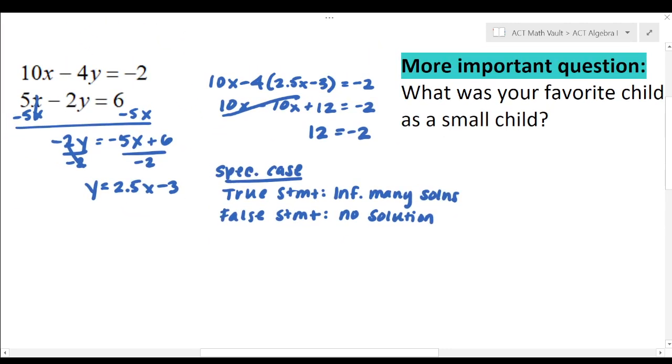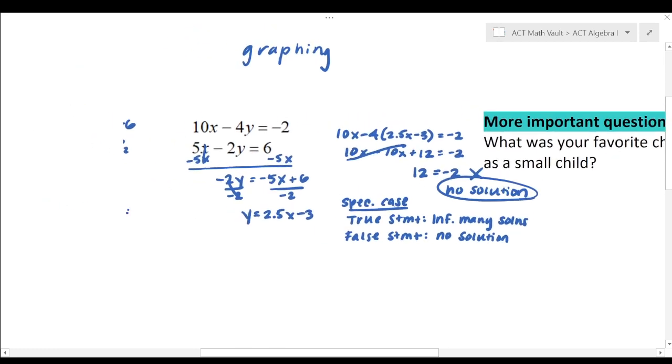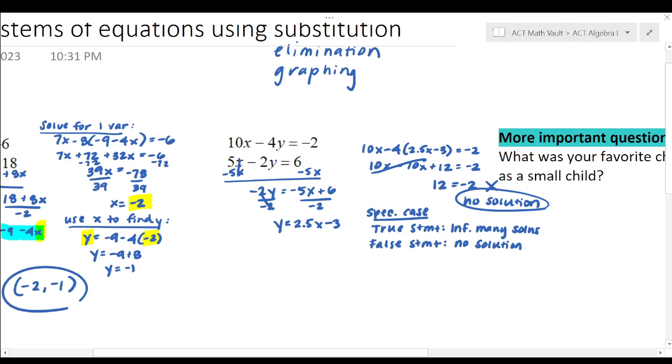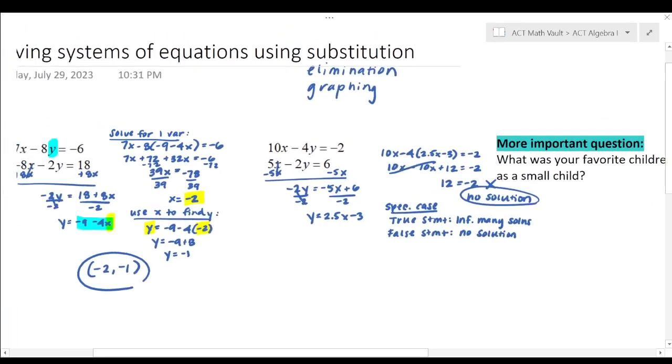And then a false statement means that there's just nothing that would work for x and y. Nothing. No actual point would work. No xy pair. So in this case, this is not true. So this is no solution. Final answer. So no xy pair in the whole wide world could work.